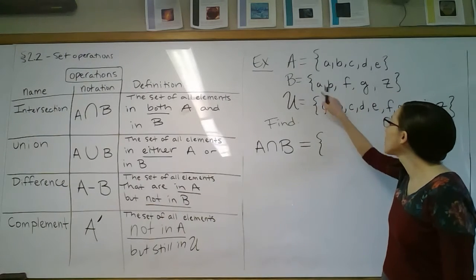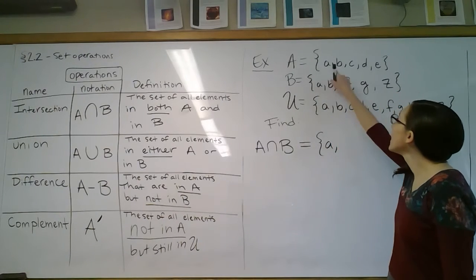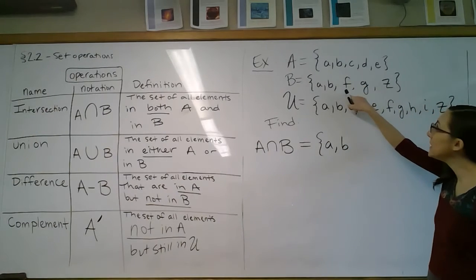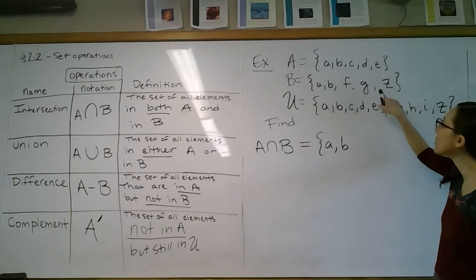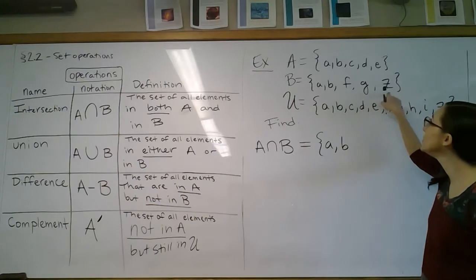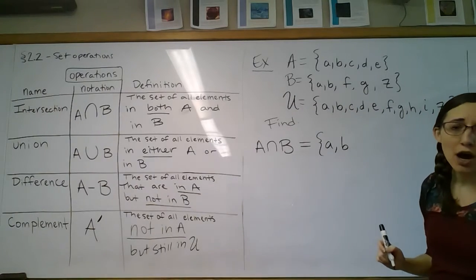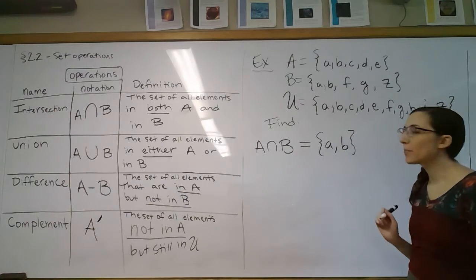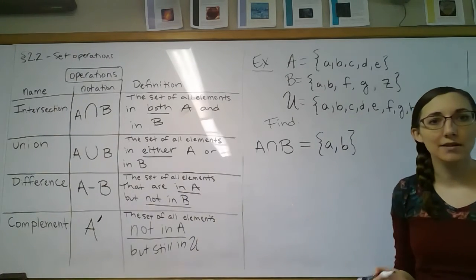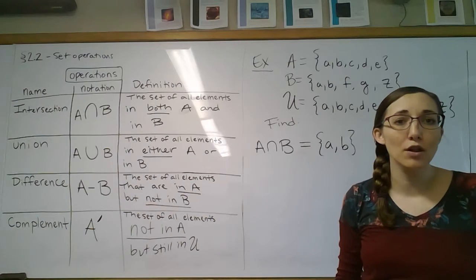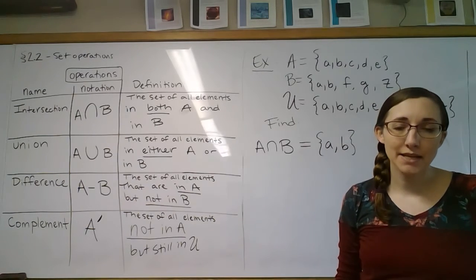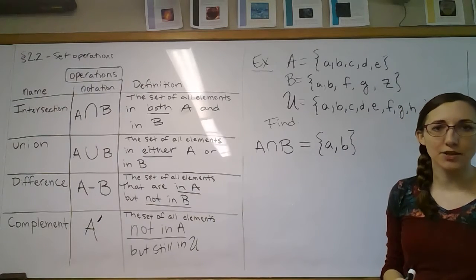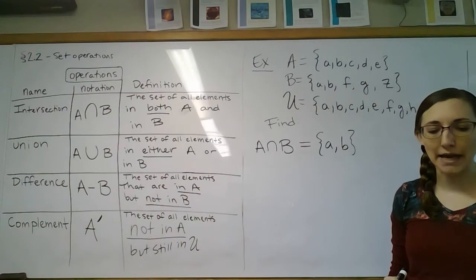Notice they both have an A, they both have a B. A has C, but B doesn't, nor D or E. B has F, G, and Z, but none of those are in A. So the only letters common to both sets are the letters A and B. At this point, we'll close off our set. So our intersection is the set containing A and B.